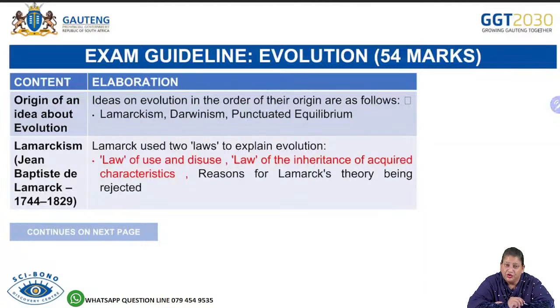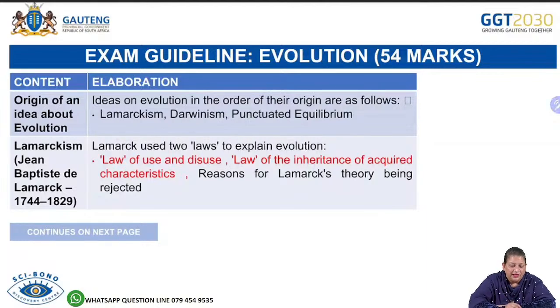So now the first part of the exam guideline on evolution is about the origin of ideas about evolution, and what you need to know for these ideas on evolution is the theories behind the evolution process. And the ideas on evolution in order of the origin are as follows: Lamarckism, Darwinism, and punctuated equilibrium. These are three theories or ideas that were proposed on how evolution actually began. So these theories, you need to know them.